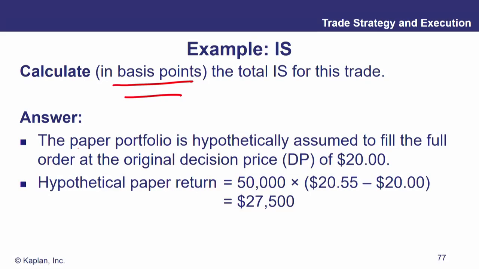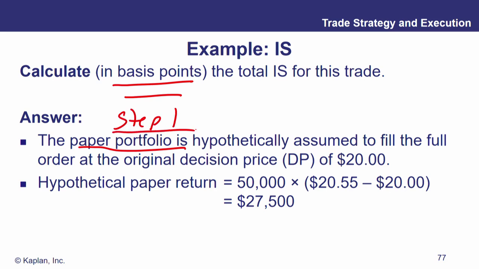It could be an absolute value. Read the question, take your time. You're not going to have any problems. You're not rushed, so you can go through this. So calculate in basis points the total implementation shortfall for this trade. So let's first do the paper portfolio. This is step one.